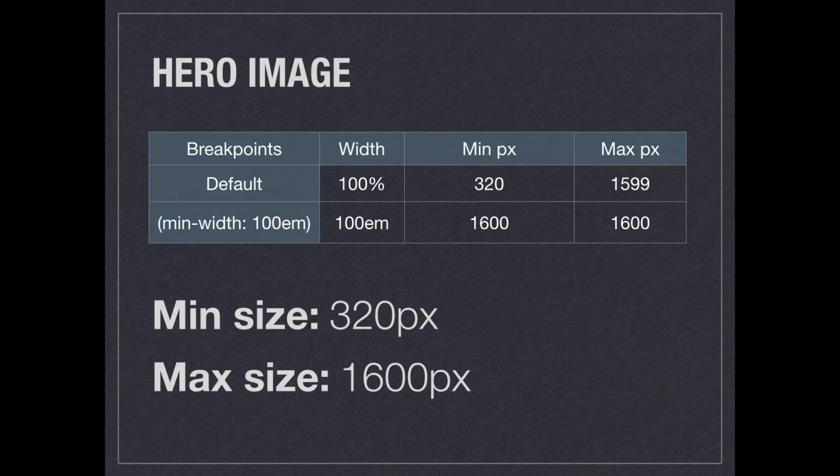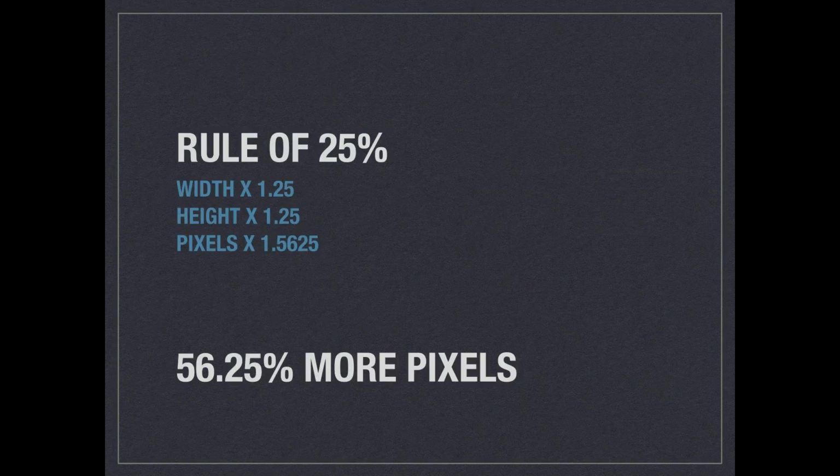But those are still pretty big ranges, right? 1600 pixels is 5 times larger than 320 pixels. That's still way too much image. You can't have one image for all of those. So how do we figure out what the in-between points are between 320 and 1600? I like to use a rule of 25% in figuring this out. And you can come up with your own rule, but this is mine.